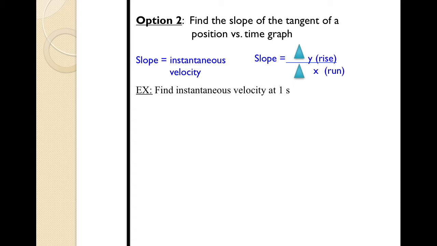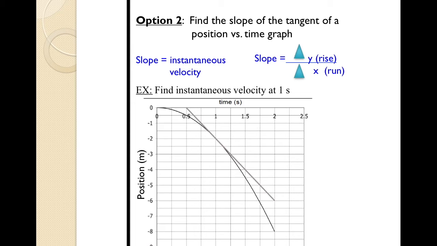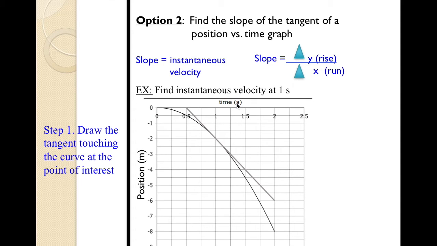Find the instantaneous velocity at 1 second of this graph. So we have position over here and time. The first step that you're going to want to do is draw the tangent touching the curve at the point of interest. So 1 second is right there, so I went ahead and drew the line a little bit more so it could pop and you can see that.